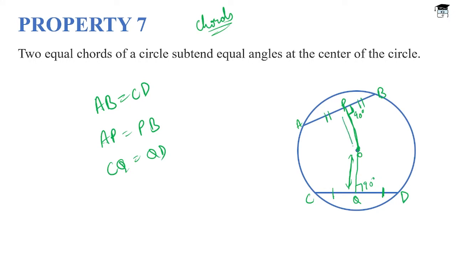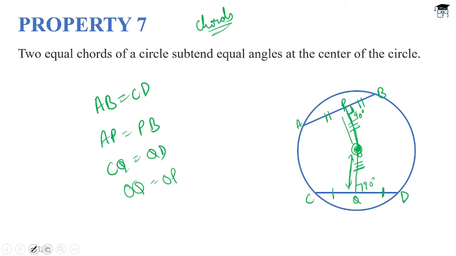This line is equal to this. Why? Because from the center, this line and this line are equidistant, right? So this means that OQ is equal to OP, because from the center these two lines are equidistant. That means this length and this length are equal.